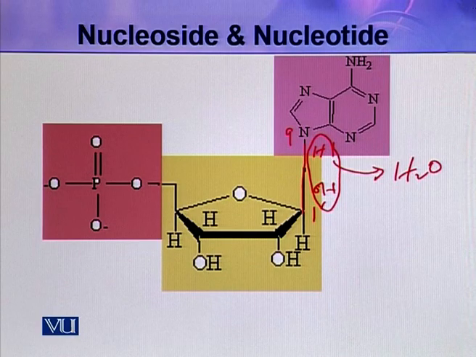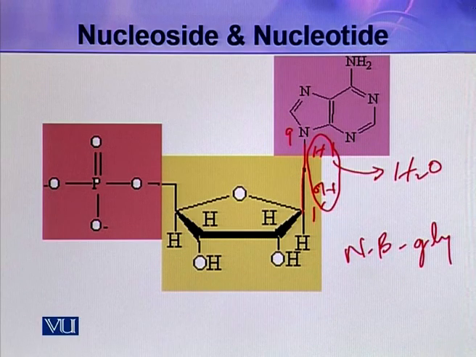And what is this attachment called? This attachment is called N-beta glycosyl linkage. Why N-beta glycosyl linkage? Because this is a covalent bond, and in this covalent bond, the nitrogen of the nitrogenous base is included, and this pentose is in its beta configuration. So that's why the name N-beta glycosyl is given to this covalent bond.